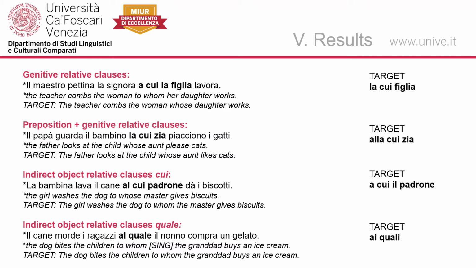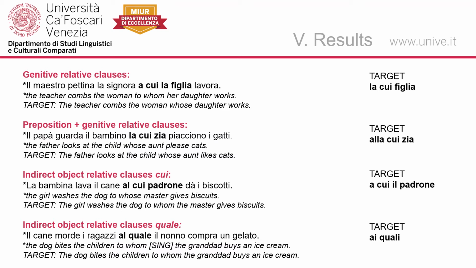Looking at the genitive relative clauses, some participants said "il maestro pettina la signora a cui la figlia lavora", instead of "il maestro pettina la signora la cui figlia lavora", producing an ungrammatical indirect object relative in place of the genitive relative. If we look at the genitive relative clauses introduced by a preposition, the most difficult ones for the DD group, we observe that one error was to omit the preposition. The ungrammatical sentence produced was "il papà guarda il bambino la cui zia piacciono i gatti", that resembles a genitive relative.